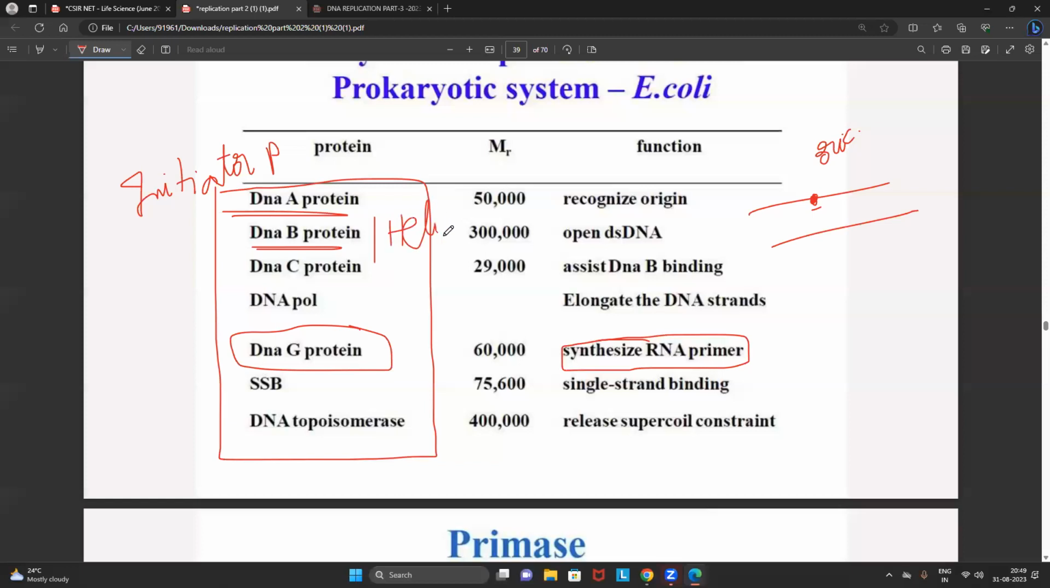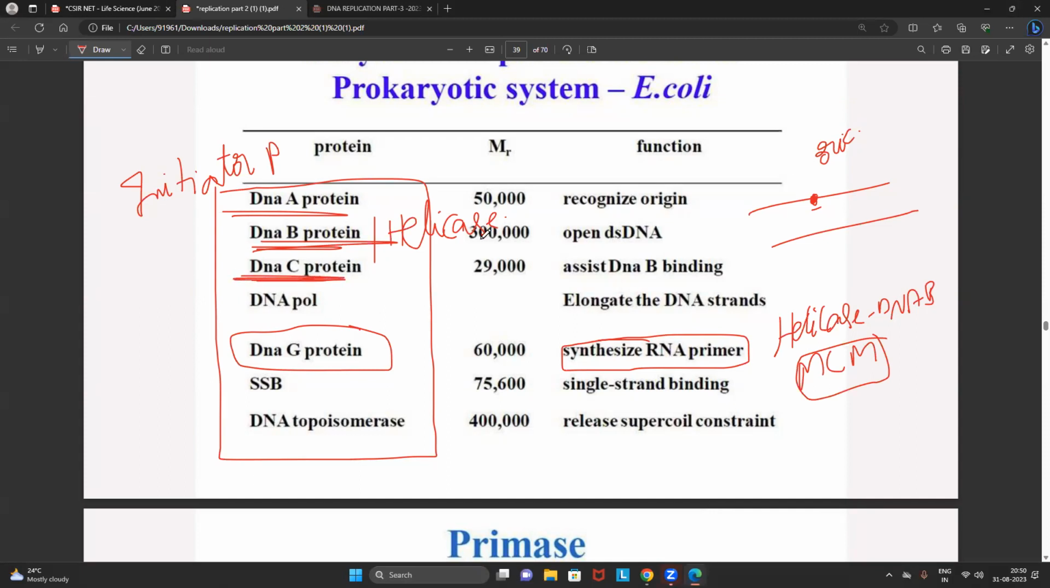DNA B protein is also called as what protein? Helicase. Every student remember my words. In case of prokaryotes, helicase is called DNA B. In case of eukaryotes, helicase is called MCM protein. It is mandatory, you have to remember, friends. And the point is that DNA B is the ATP dependent enzyme. Who is guiding the DNA B? Every student remember, DNA B is guided by the DNA C.